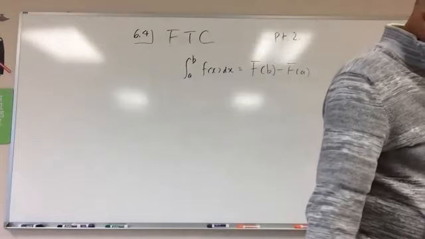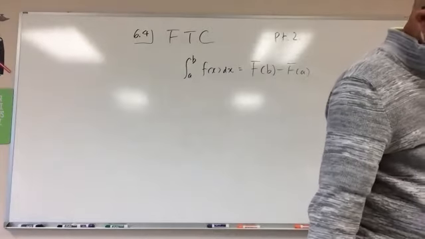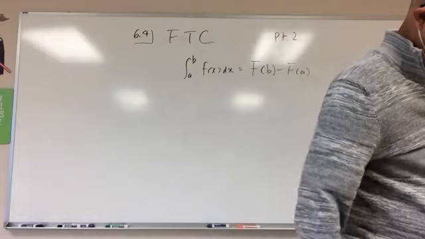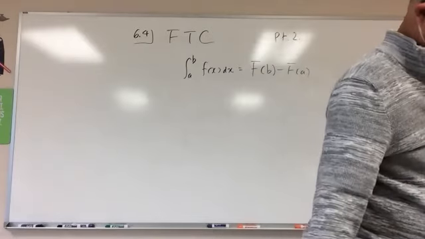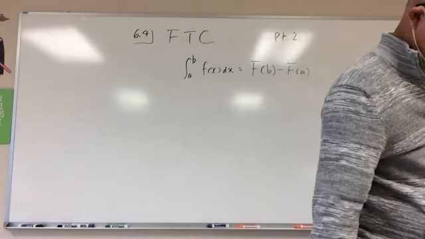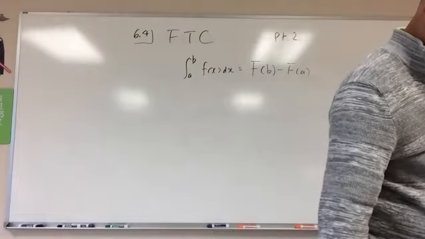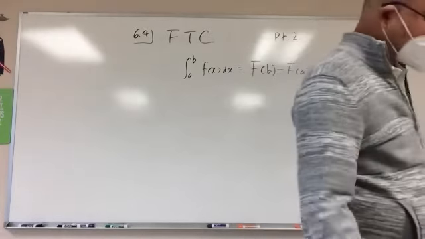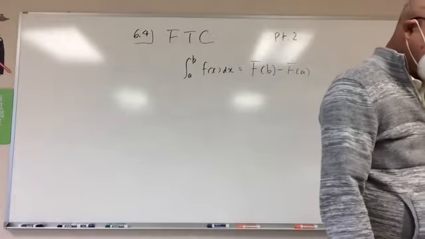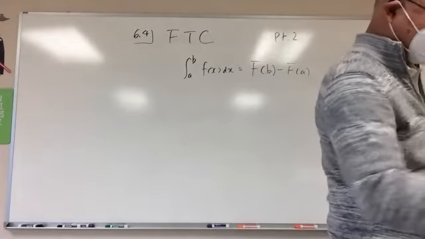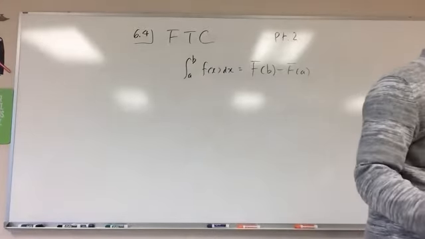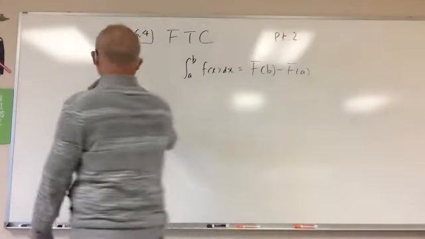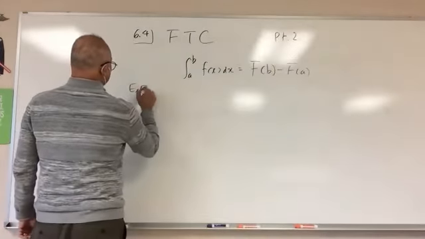So if f is continuous at every point of a to b, and if large F is any antiderivative of f, then this is what we get. This is also called the integral evaluation theorem. FTC part 2 is what I know it as. So let's go ahead and go to example number 5 and see if we can do this.